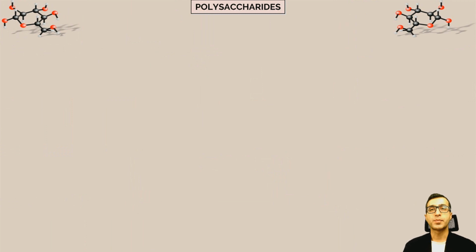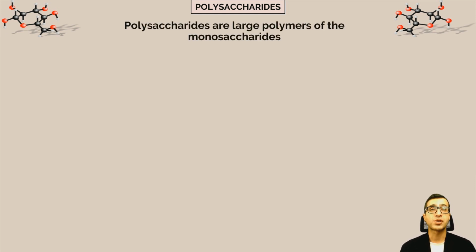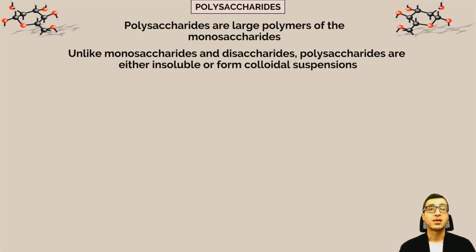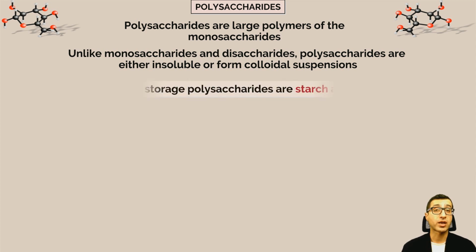So we've talked a little bit about monosaccharides and disaccharides. Let's have a closer look at polysaccharides now. So as we said before in the previous lesson on monomers and polymers, polysaccharides are large polymers of the monosaccharides. Now, unlike the monosaccharides and disaccharides, in other words, unlike sugars, polysaccharides tend to be either insoluble or will form colloidal suspensions in water. Now, the principal storage polysaccharides are starch and glycogen.